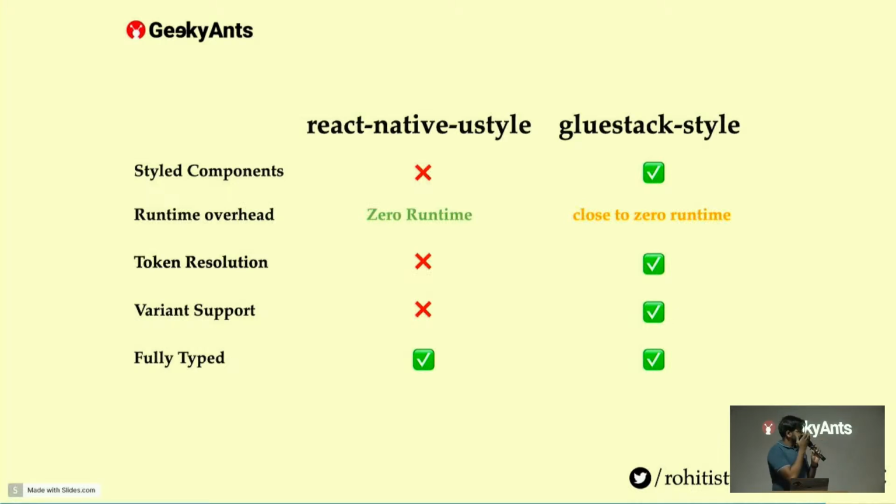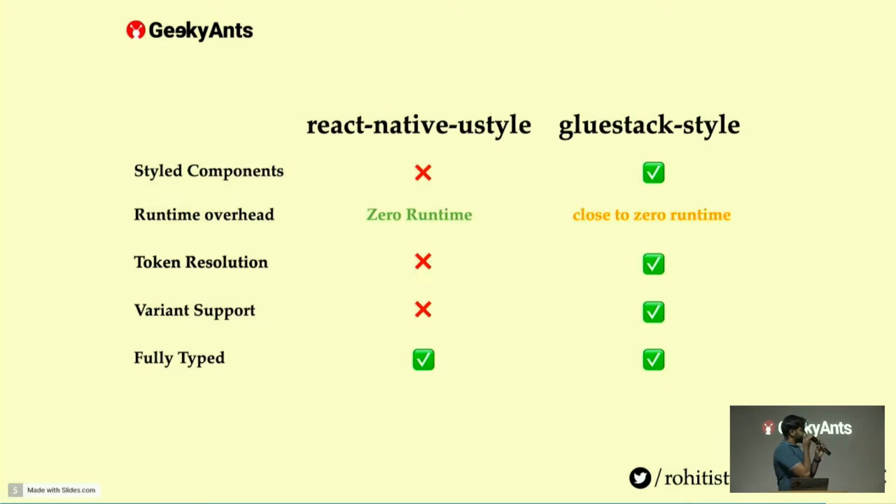So as I mentioned, everything is removed from your code at runtime, at compile time. So there's zero runtime. While with GlueStack style, we also try to achieve a similar goal, but due to a lot of features, some amount of runtime we have to handle there. So it's close to zero runtime, but yeah, it's there.